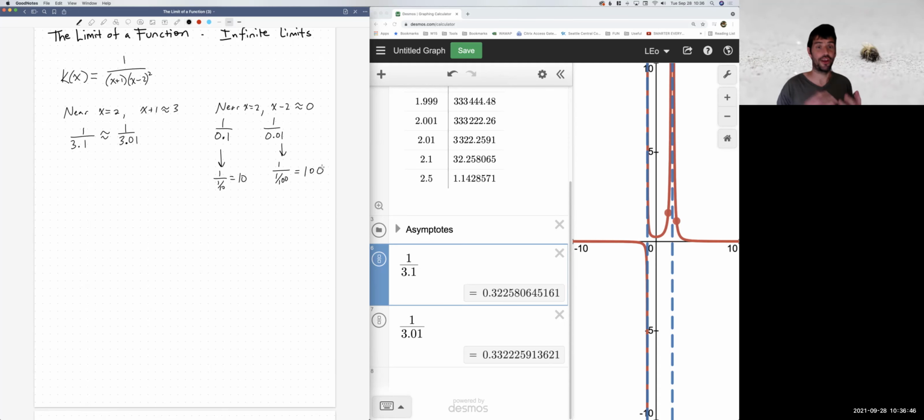So now the outputs are very different, right? Before they were very, very close, but near 0, these two outputs are very, very different. What's even worse is we're squaring this thing. So actually, this should be 1/0.1 squared, which makes it 100. So we'd have a 100 here. And this squared, we're going to end up with 10,000 there.